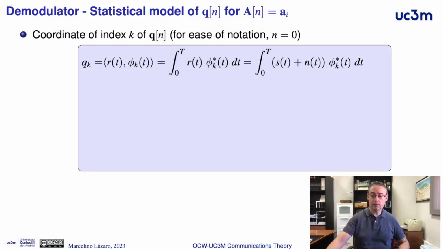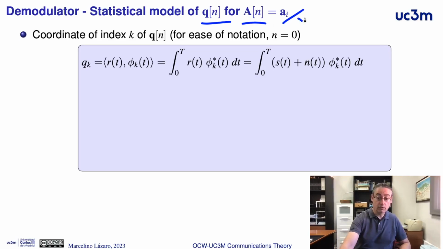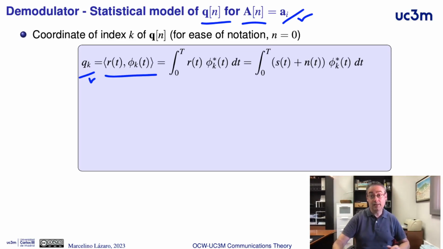In this video, we will obtain the statistical model of the output of the demodulator in a digital communication system. In particular, we will obtain the conditional distribution for the observation Q at discrete instant n when the symbol that is transmitted in the same instant is one of the symbols of the constellation, in general the symbol of index I. Now, the kth coordinate of the observation is given by the inner product between the received signal and the kth element of the orthonormal basis.